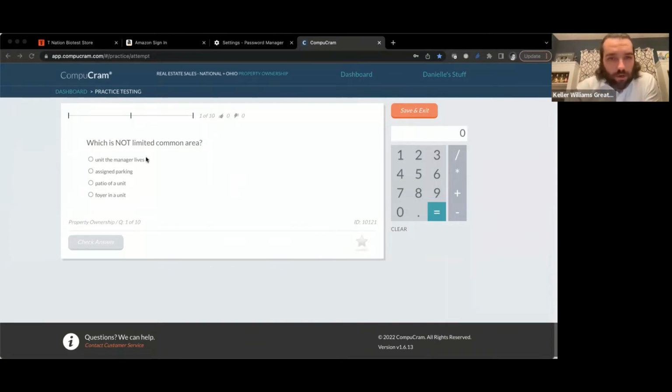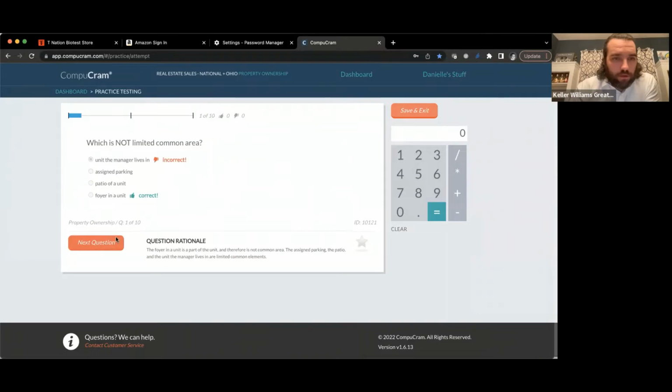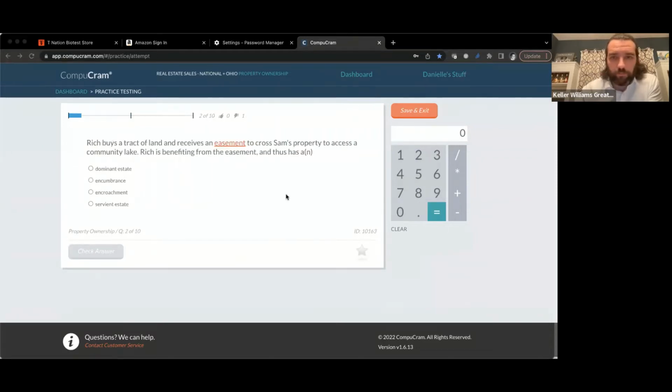All right, so a few A's in the chat. We'll go with that. The unit the manager lives in is not the answer, as your foyer is a part of your unit, therefore is not common area. Assigned parking, patios, and managerial or office units are all limited common areas. But anything inside of your unit, including a foyer, is not going to be limited common area.